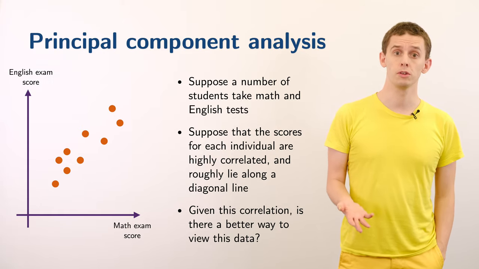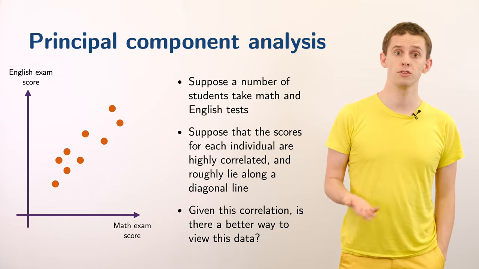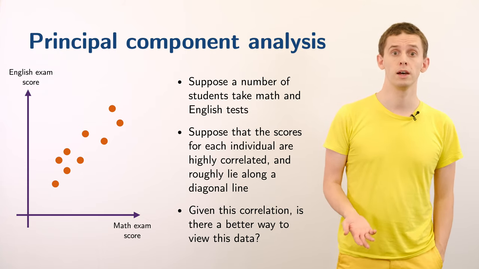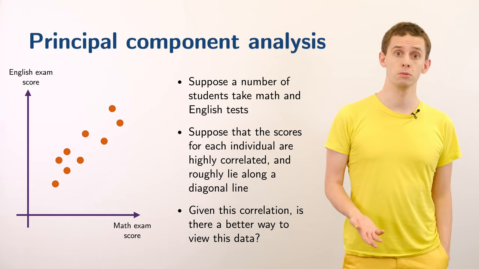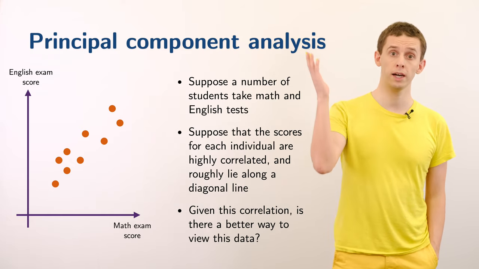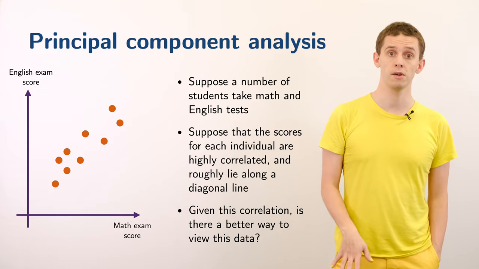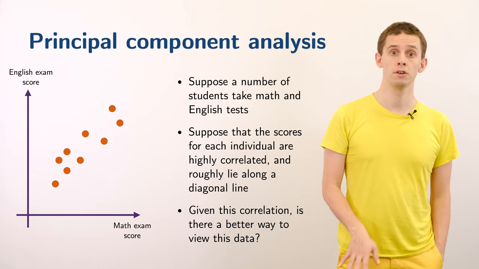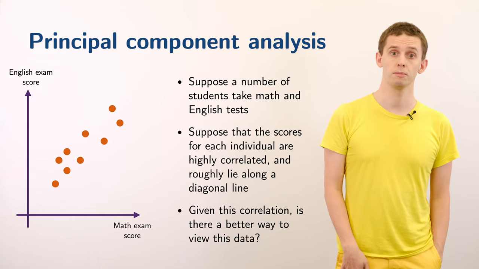Suppose we had a number of students who took two exams on math and English. Then we could arrange their scores on a 2D scatter plot where the math exam score will be on the horizontal axis and the English exam score will be on the vertical axis. And suppose that there was some correlation between the two score results for each student. Then we might find that our data points are aligned in a cloud along a diagonal line with some random variation. And given this form of the data, we could ask whether there are different axes that might better explain the correlations that we have.